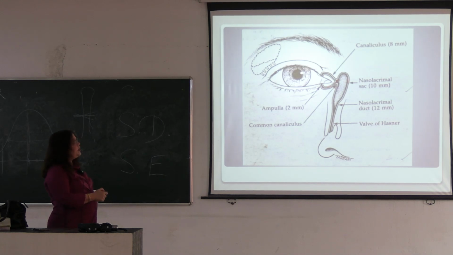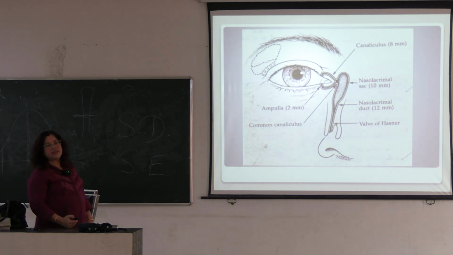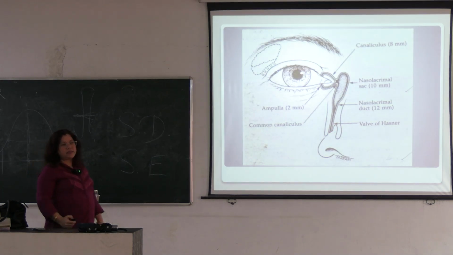Sometimes they open separately into the lacrimal sac, or sometimes they both join and open together. The part above the opening of the common canaliculus is called the fundus of the lacrimal sac, and this is the body of the lacrimal sac, and this part is the neck of the lacrimal sac, which is the narrowest part, and this part is the bony part.